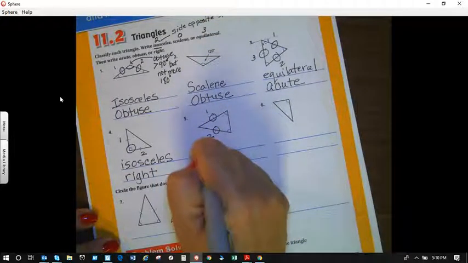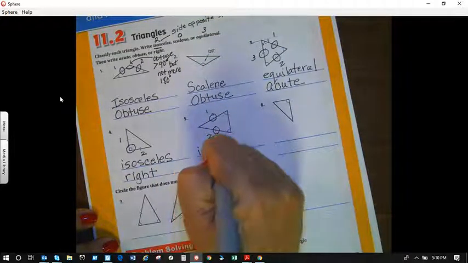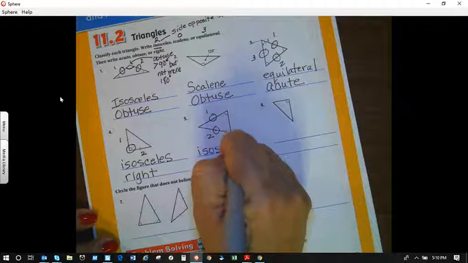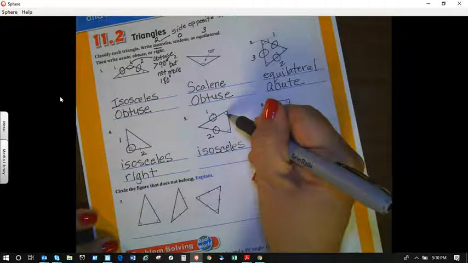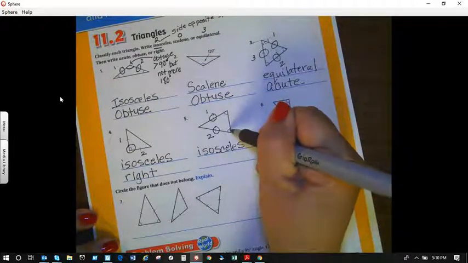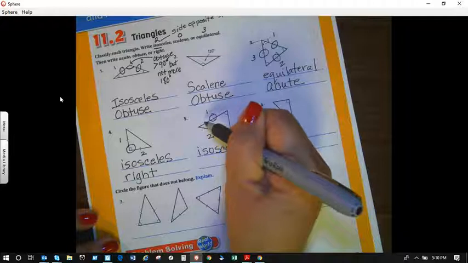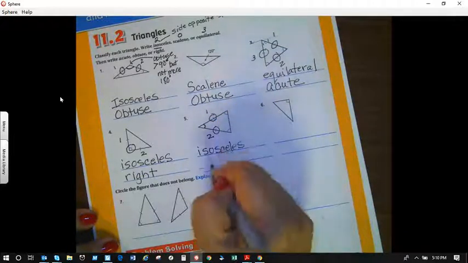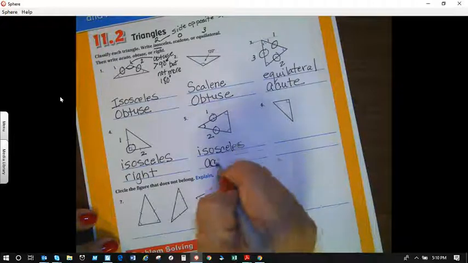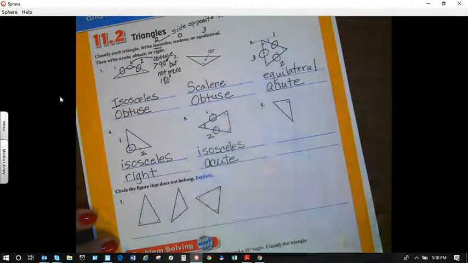So I-S-O-S, side opposite side, S-C-E-L-E-S for isosceles. Well, look at this one. I have, this is an acute, this is an acute, and what size is this one here? So this is acute, less than 90. So I have an isosceles acute triangle.